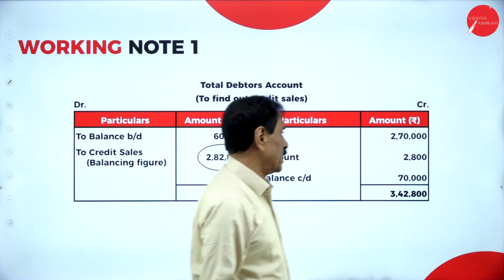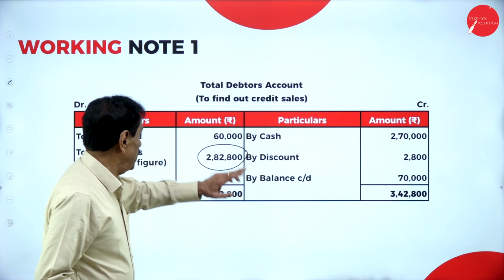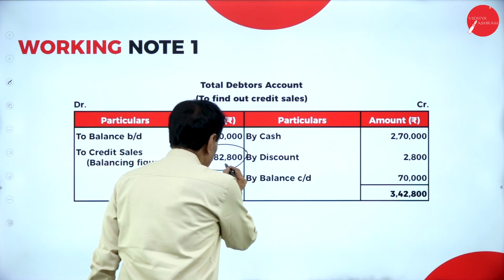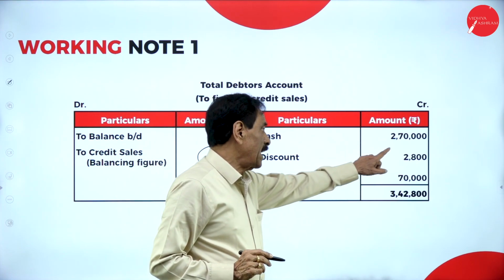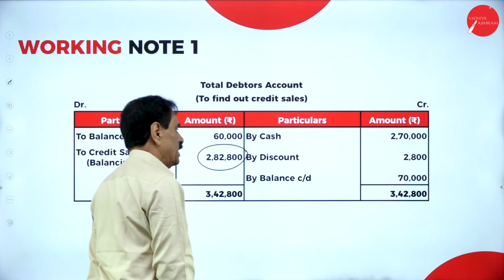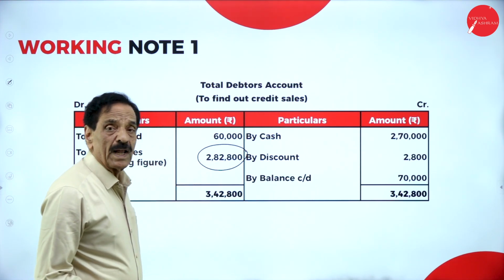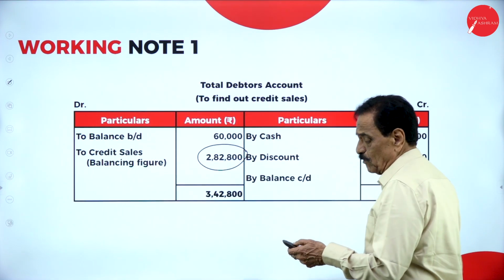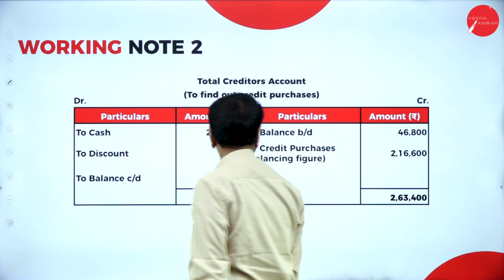So you have to find out the credit sale here. Started with the opening balance. How much cash means how much we have to receive from the customer? 60,000. There was a credit sale which is not given, it is missing. How much cash received? 2,70,000. How much discount allowed? 2,800. How much carried down? 70,000. The difference is 2,82,800, nothing but the credit sale. Then we move on to the total creditors account to find out the credit purchase.